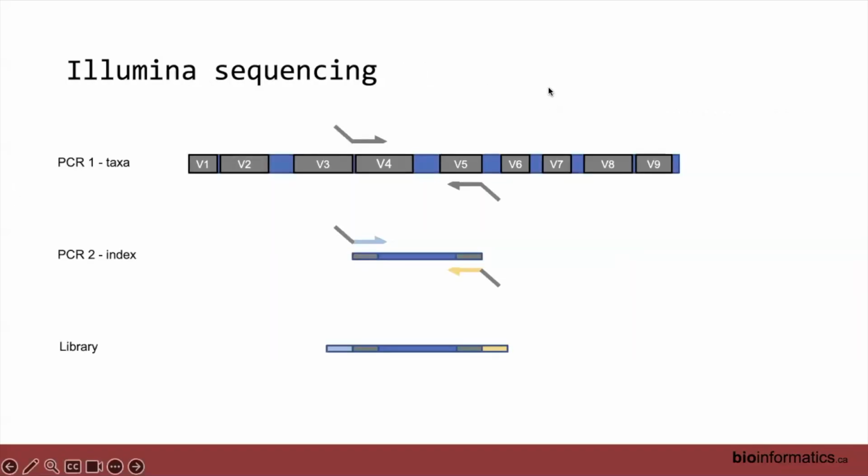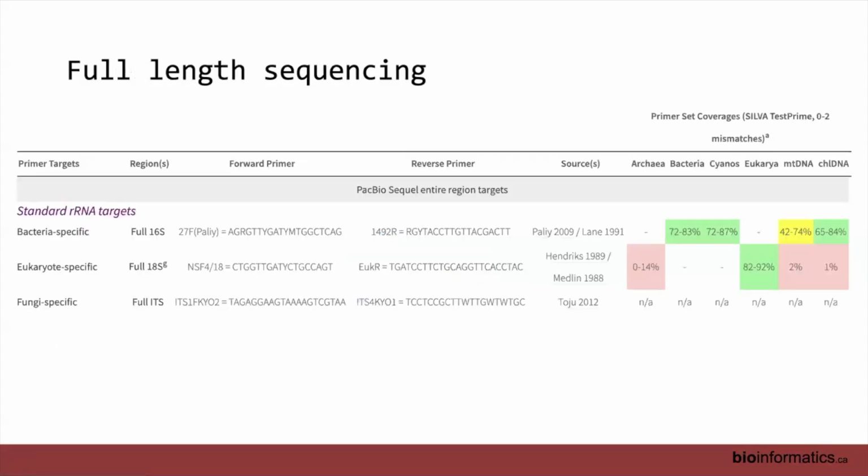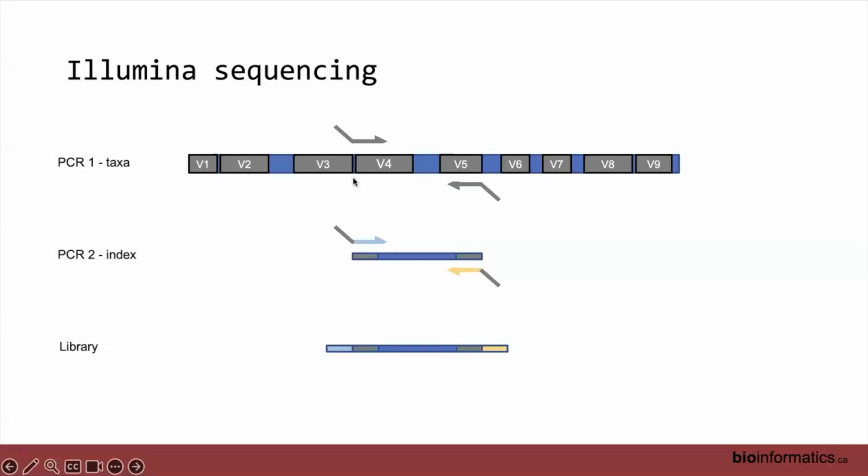Okay, so I'm not going to go into Illumina sequencing in detail, but just important things to remember when we're going into our bioinformatic processing steps is that we are usually going to have a first round of PCR where we're doing a taxa-specific PCR. So that's where we have the primers that we've just been looking at that are going to hopefully work on a large variety of the taxa that you're interested in.